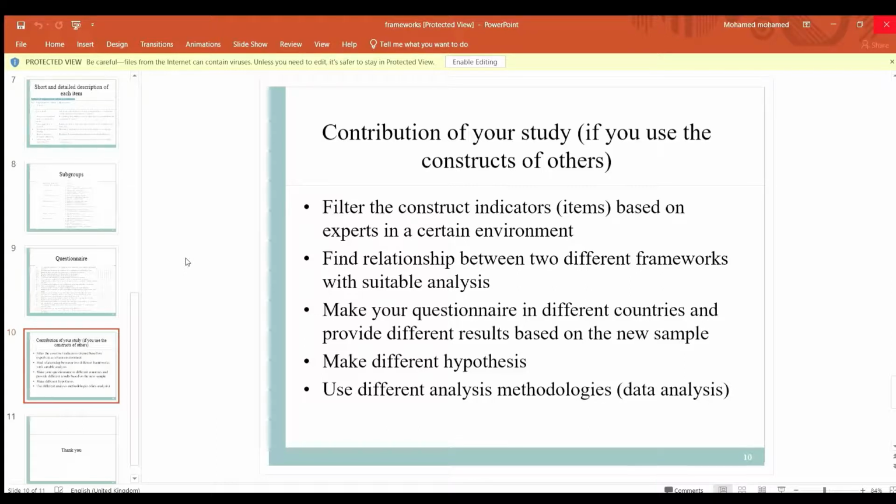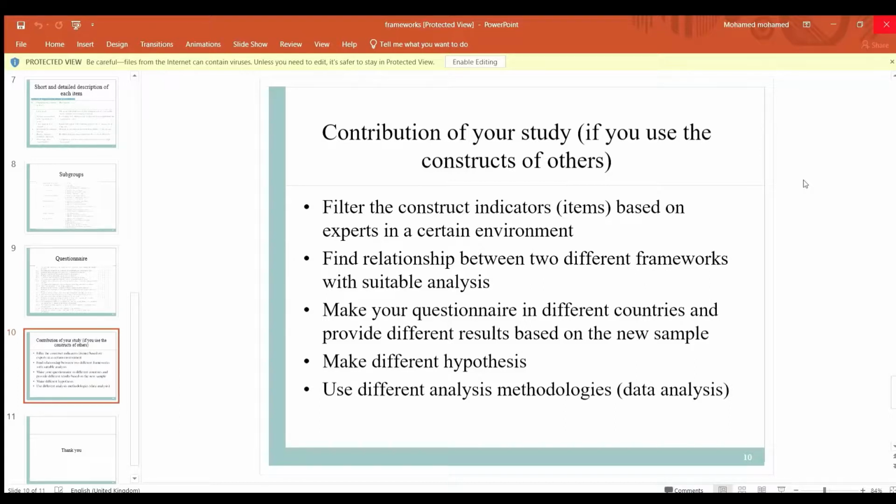The second thing is to find a relationship between 2 different frameworks with suitable analysis. For example, you can use the items in this paper plus the items from another paper that is measuring the success of a project, and you want to see the relationship between these 2 different things, the culture and the success. You might use correlation, for example. So this is the second possibility.